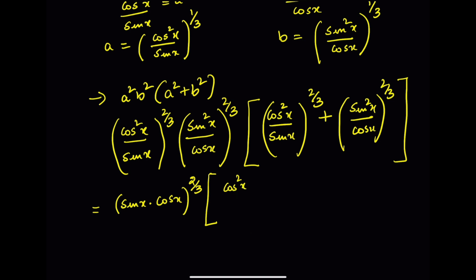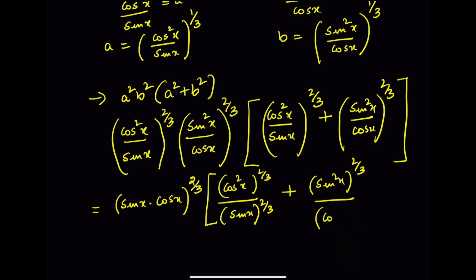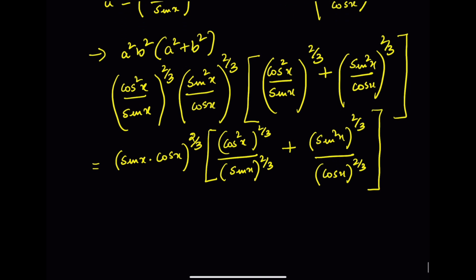And the second part of the equation would be cos square x to the power of 2 by 3 divided by sin x to the power of 2 by 3 plus sin square x to the power of 2 by 3 by cos x to the power of 2 by 3. So basically I applied this exponents to numerator and denominator separately.